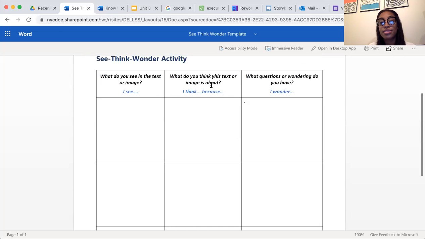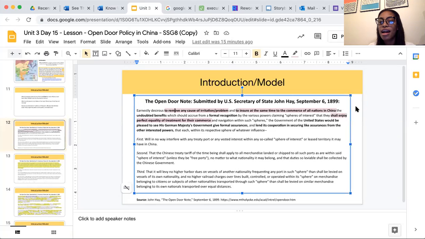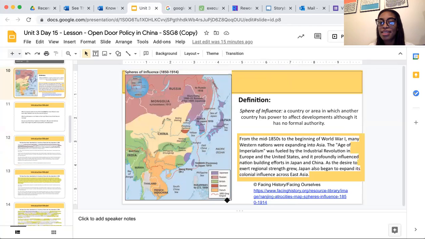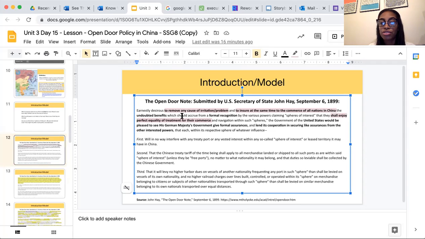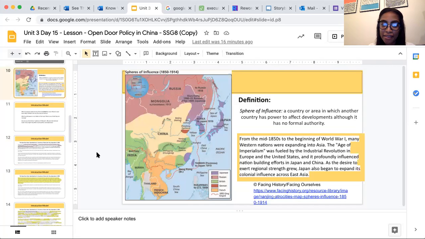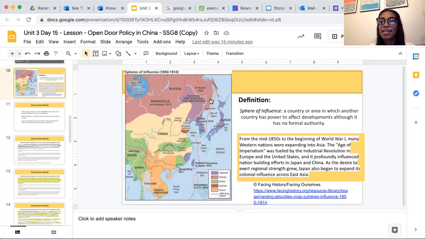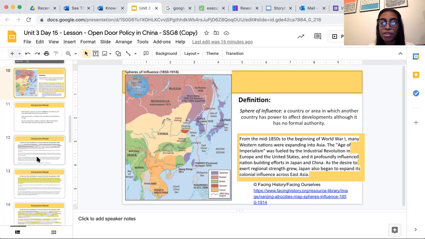What do you see in the text? What do you think this text is about? And what questions or wonderings do you have? Anyway, back to the text itself. Let's see what it says. So, these highlighted parts are the most important pieces to this puzzle. To remove any cause of irritation or problem, to ensure at the same time the commerce, or the ability to trade, of all nations in China, all nations, not just a select few, right? There are undoubted benefits, which can, of course, come through the formal recognition by the various powers, AKA these people here, right? And they shall enjoy perfect equality of treatment for their commerce, meaning everyone should be able to trade wherever they want in China. There shouldn't be parts that only certain people get, right?